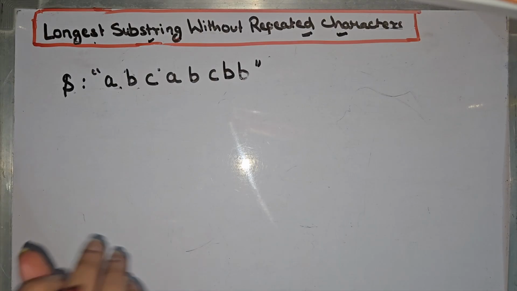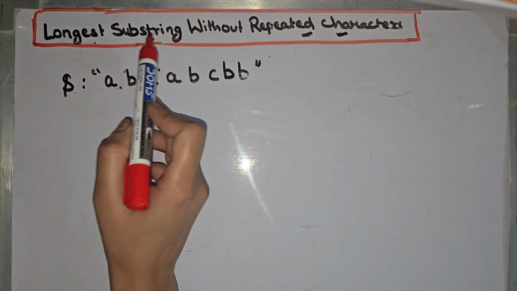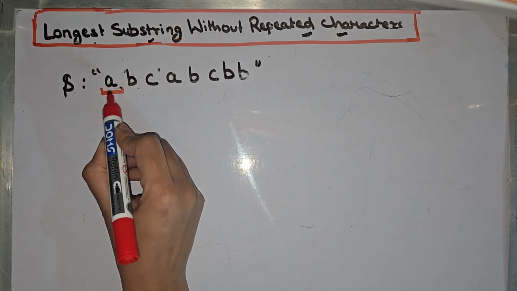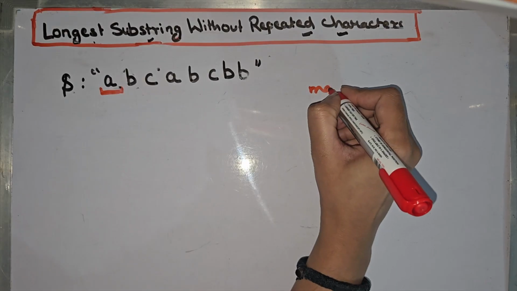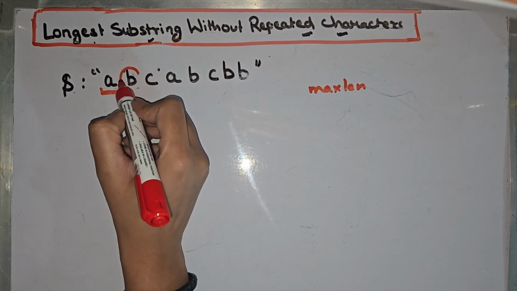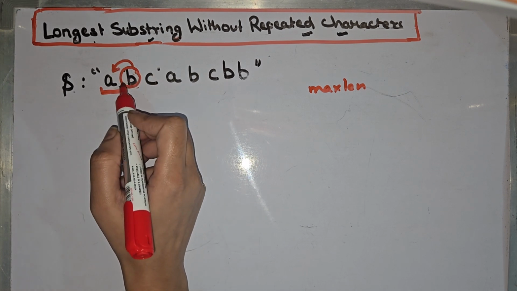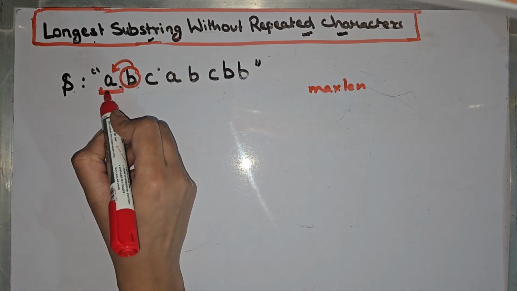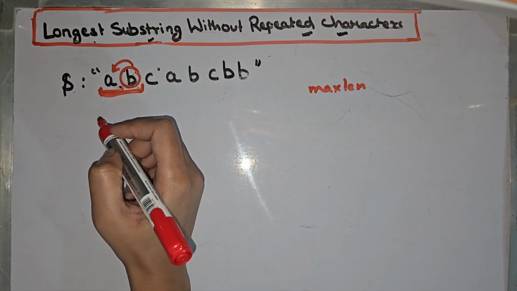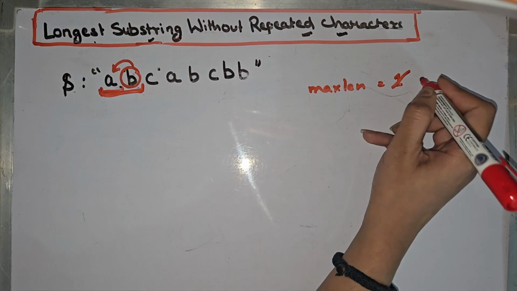Now looking at the sliding window optimization, we need the longest substring. So initially if we take this as the substring and store our max length, then we add this particular element to the substring, and after adding we check if the substring still has all unique characters. Yes, the substring has all unique characters. So we will update this max length. Earlier it was 1, now it will be 2.